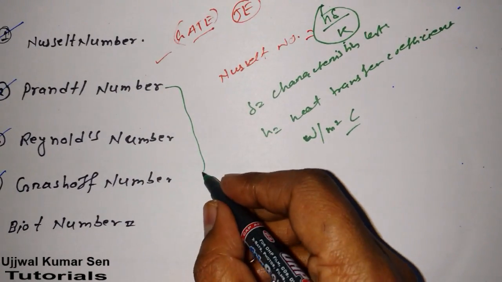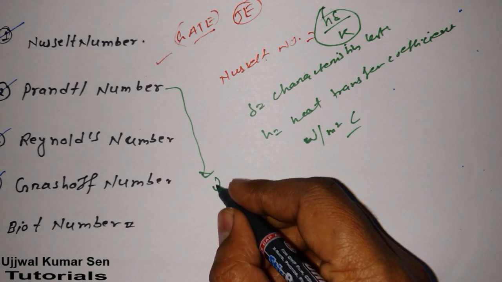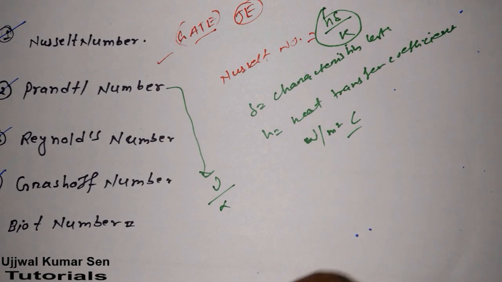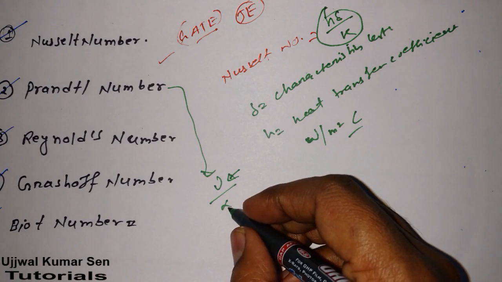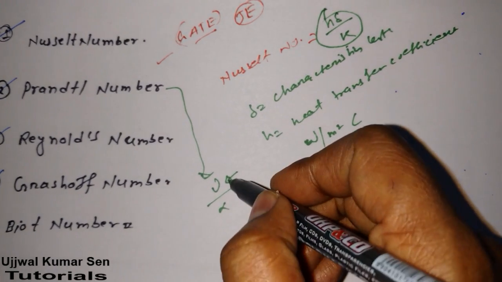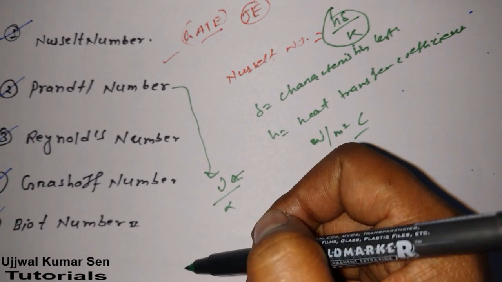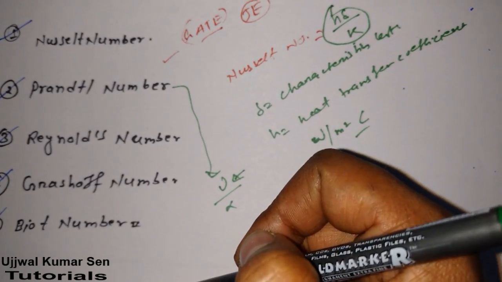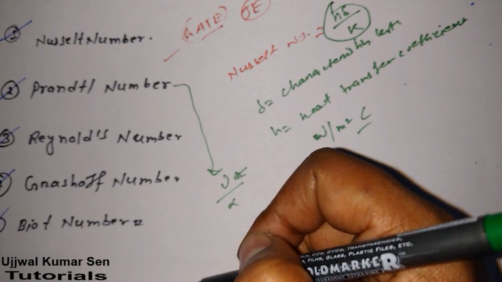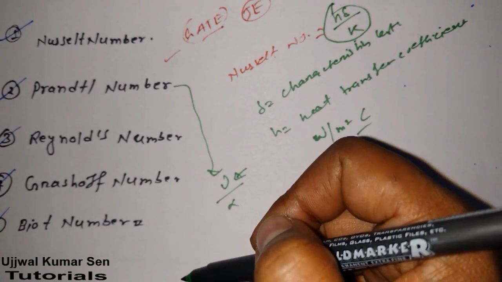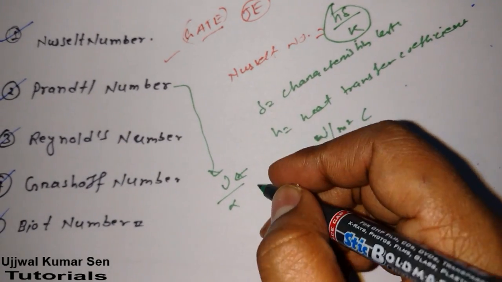Now the formula for Prandtl number is nu upon alpha. Nu is known as kinematic viscosity, alpha is known as thermal diffusivity. So you can say it is the ratio of kinematic viscosity to the thermal diffusivity. Another way we can come to know it is the ratio of molecular diffusivity of momentum to the molecular diffusivity of heat. So diffusivity is a most common term for this case.